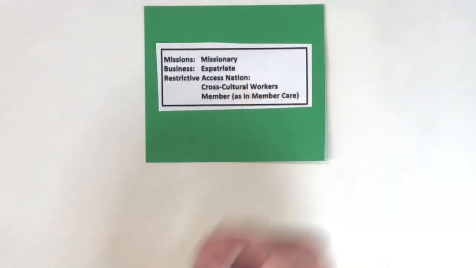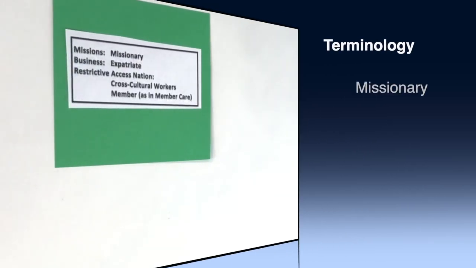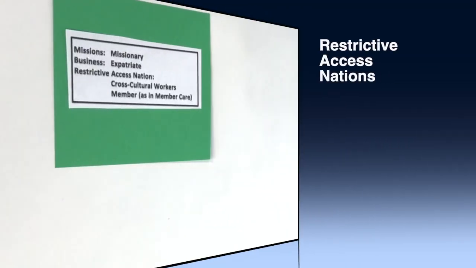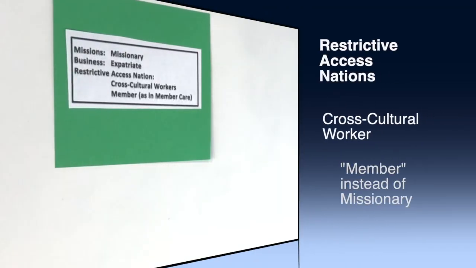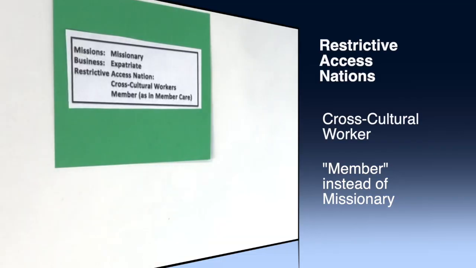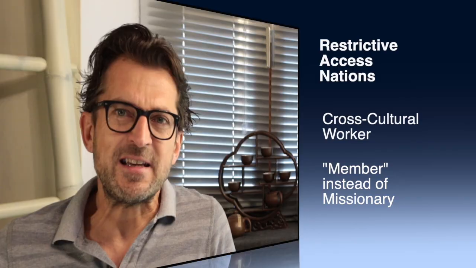I think in the beginning we used the term missionary everywhere. Christian organizations send out missionaries and they worked as missionaries. In business, a different term is being used, expatriates. If a business sends people overseas to another country, then they are called expatriates. And sending people to restrictive access nations, meaning a country where missionaries cannot work, where they cannot enter as missionaries, a different term has been used. Either cross-cultural worker or member, as in member care. So to make things easier.